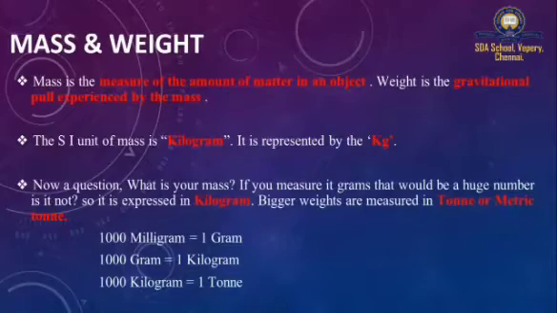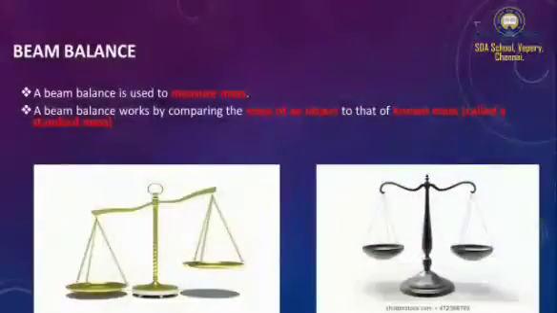Okay, students. Next we'll move on to the beam balance. What does a beam balance mean? A beam balance is used to measure mass. It is a device used for the determination of the mass of a body under gravitation. It works by comparing the mass of an object with that of a known mass.